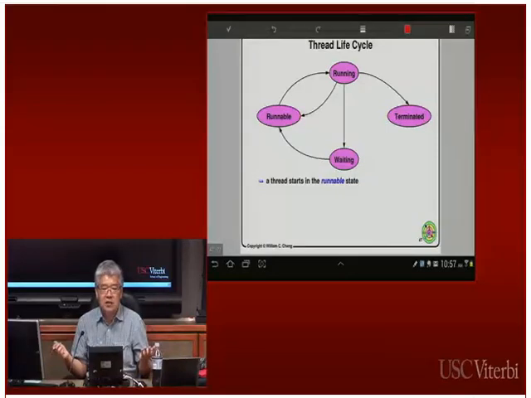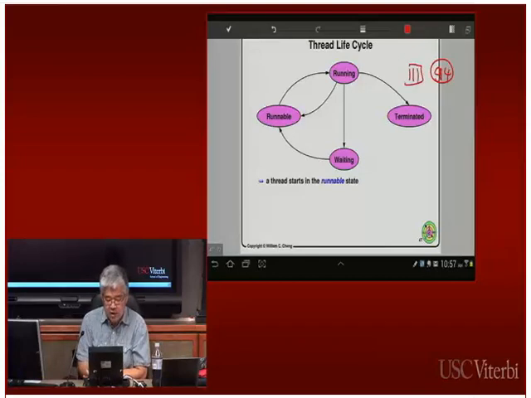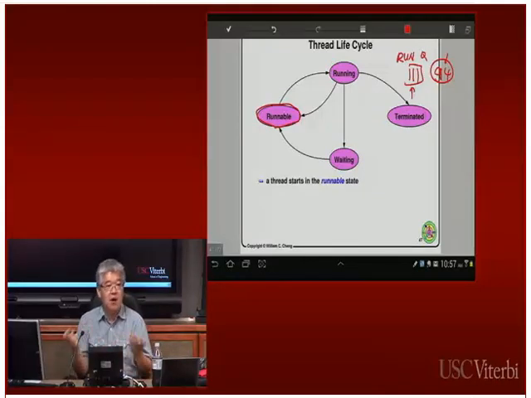Remember, I showed a picture last time. In front of the CPU, there's a queue called the run queue, or in some systems, the ready queue. So when a thread is inside the run queue, this thread is in the runnable state. When it's running in the CPU, then it's in the running state. So clearly, if you only have a single processor, then only one thread can be in the running state. All the other threads have to be in some other states.